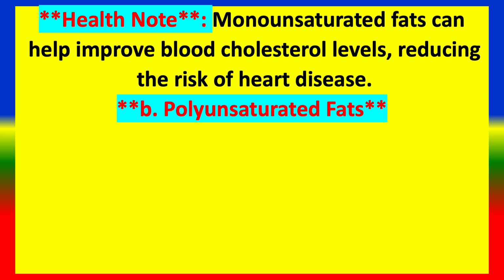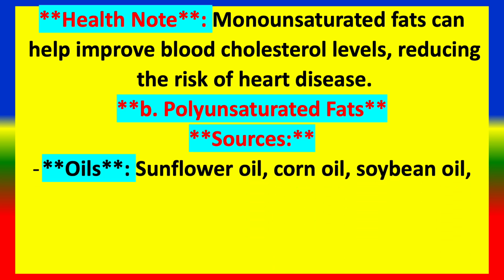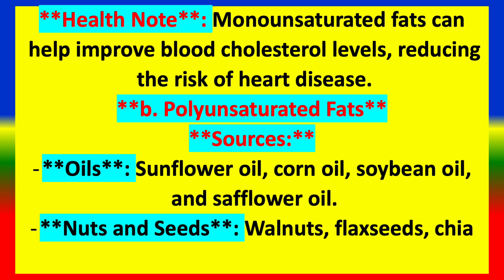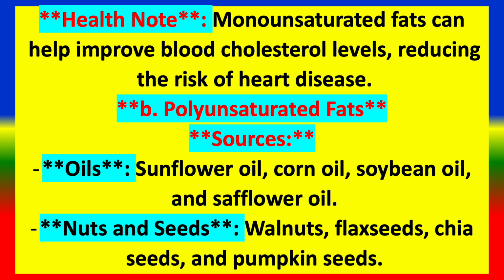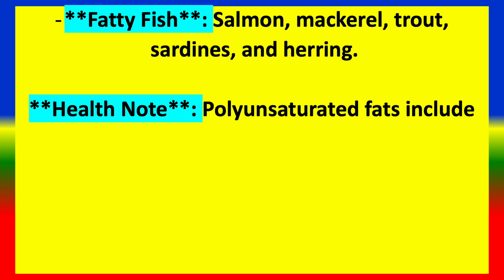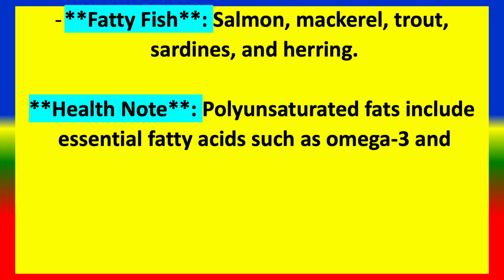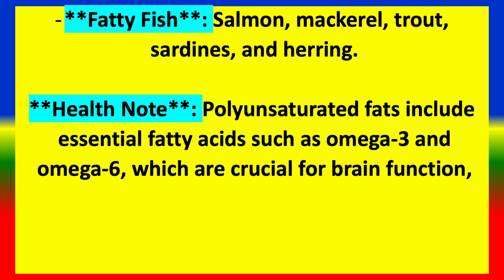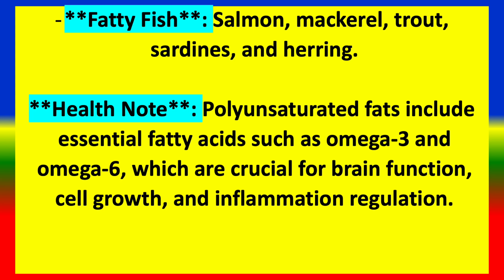B. Polyunsaturated fats. Sources: oils, sunflower oil, corn oil, soybean oil, nuts and seeds, walnuts, flax seeds, chia seeds, pumpkin seeds. Fatty fish: salmon, trout, herring. Health notes: polyunsaturated fats include essential fatty acids such as omega 3 and omega 6, which are crucial for brain function, cell growth, and inflammation regulation.